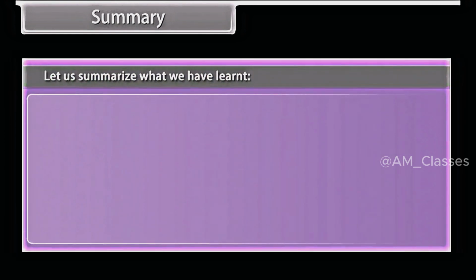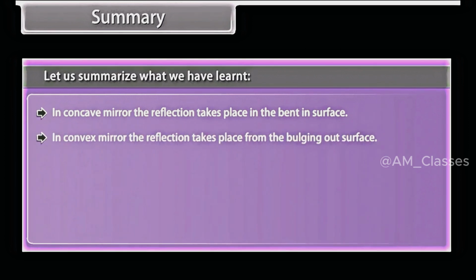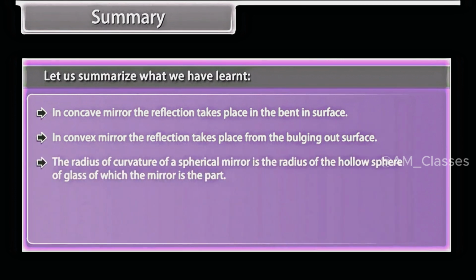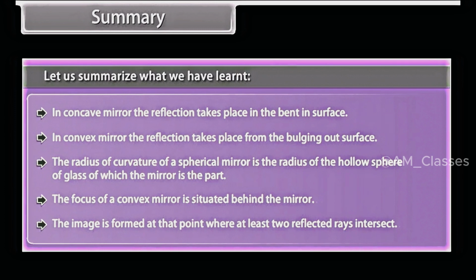Summary. Let us summarize what we have learned. In concave mirror, the reflection takes place in the bent-in surface. In convex mirror, the reflection takes place from the bulging out surface. The radius of curvature of a spherical mirror is the radius of the hollow sphere of glass of which the mirror is a part. The focus of a convex mirror is situated behind the mirror. The image is formed at that point where at least 2 reflected rays intersect.